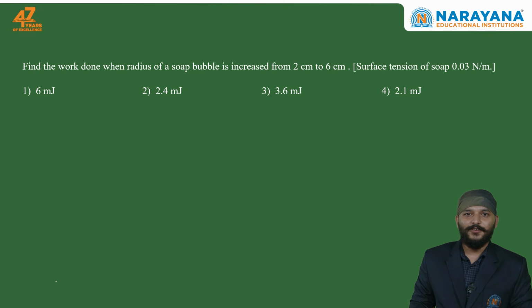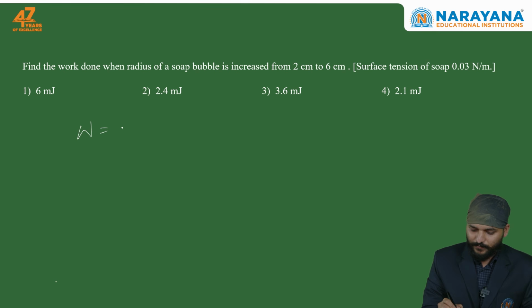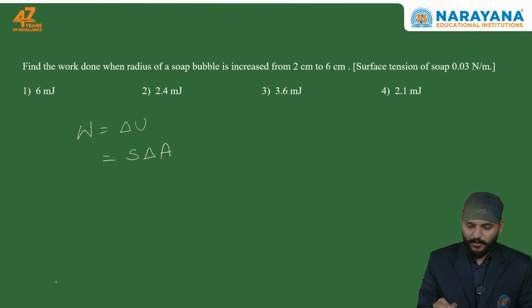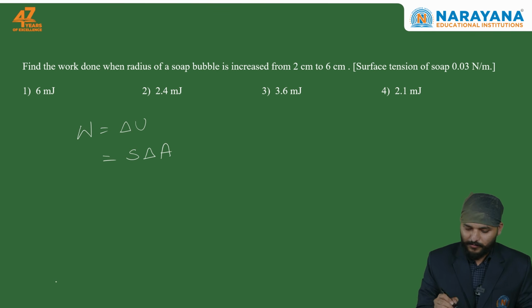Hello everyone, let's look at the next question. So here it's given that there is a soap bubble whose radius has been increased from 2 centimeter to 6 centimeter, and the question is about the work that's supposed to be done in increasing the radius from 2 to 6. So the work done here will be equal to the increase in the surface energy. The surface energy can be written as S into delta A. Delta A stands for the increase in the area. But here, since it's given that it's a soap bubble, there are two surfaces to a soap bubble. So we'll multiply this with 2. So this will give you the answer.